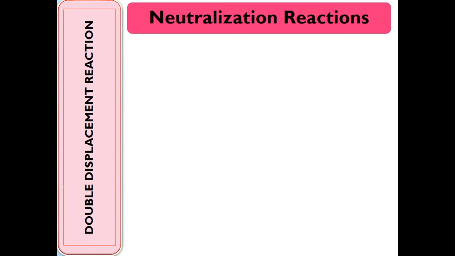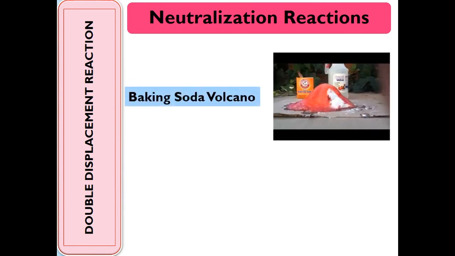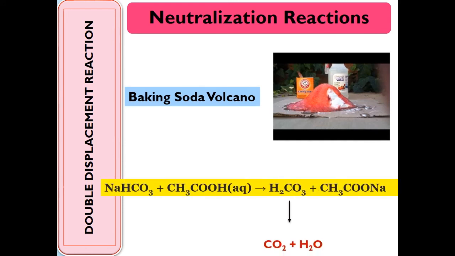Now one interesting example of neutralization reaction, that is baking soda volcano. Here this is the chemical reaction used. Sodium bicarbonate reacts with acetic acid to form carbonic acid and sodium acetate. This carbonic acid is highly unstable and decomposes into carbon dioxide and water. This carbon dioxide fizzes and produces a volcano-like impression.